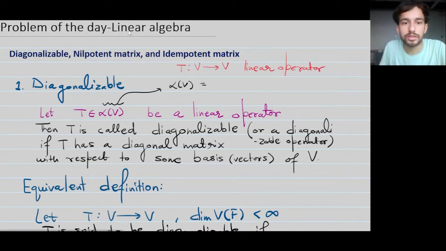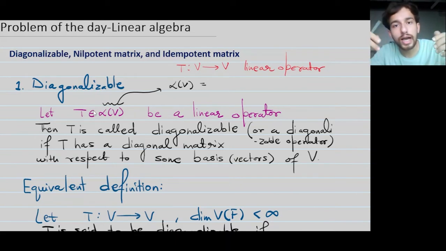Now, when I say this T is diagonalizable, it means this operator T has a representation in terms of a diagonal matrix, where the entries on the diagonal are the eigenvalues, which correspond to the eigenvectors of this linear operator. So let's try to understand this definition which I have just written.